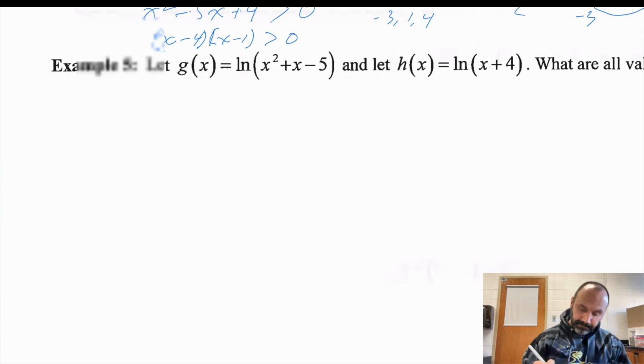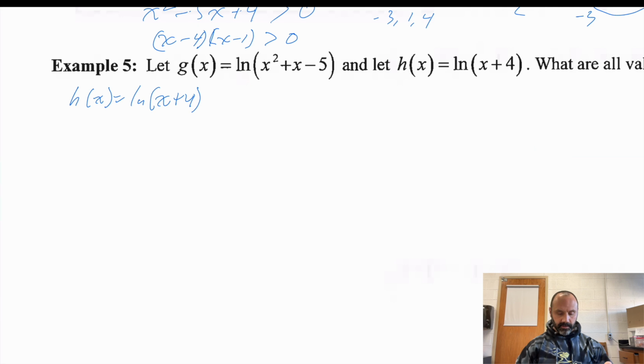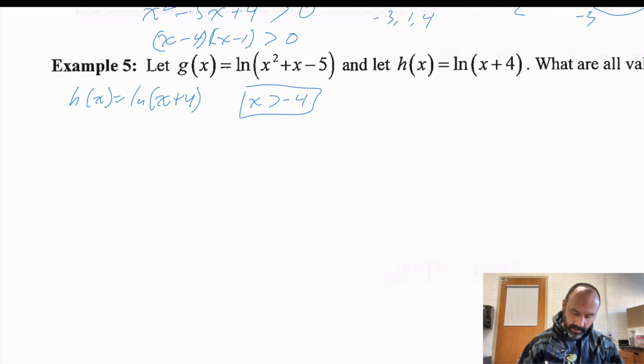So h of x, natural log of x plus 4. So x plus 4 has to be greater than 0. And so here, this only exists where x is greater than negative 4. Okay, that's our first domain.